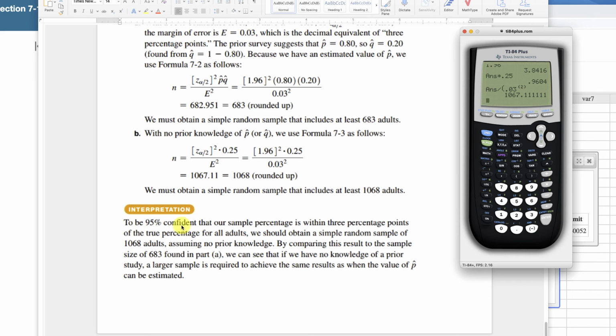To be 95% confident that our sample percentage is within 3 percentage points of the true percentage for all adults, we should obtain a simple random sample of 1,068 adults, assuming no prior knowledge. By comparing this result to the sample size of 683 found in Part A, we can see that if we have no knowledge of a prior study, a larger sample size is required to achieve the same results as when we have a value of p hat that can be estimated.